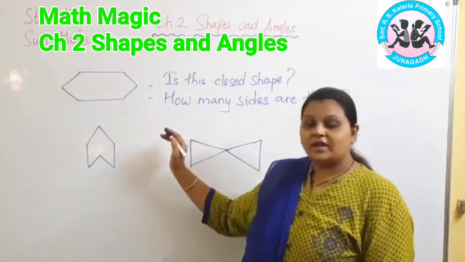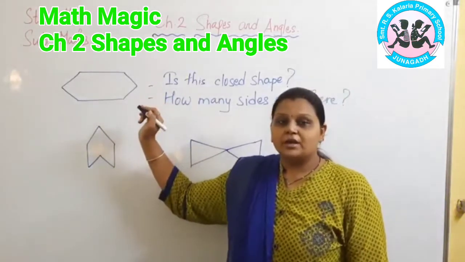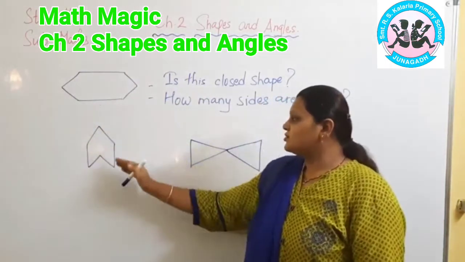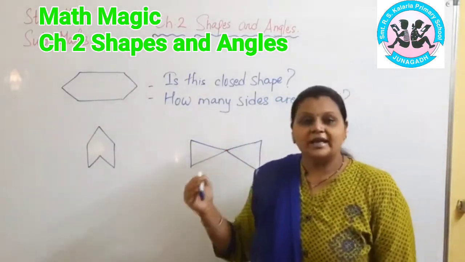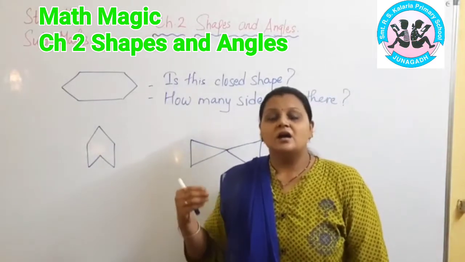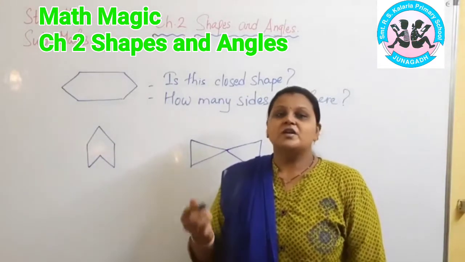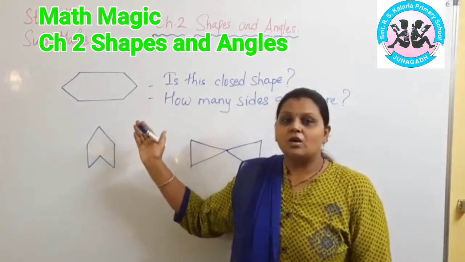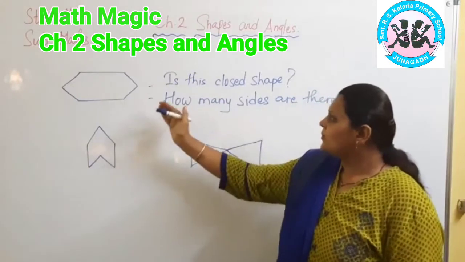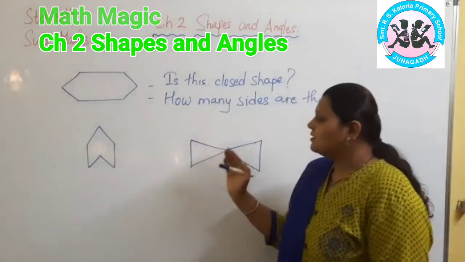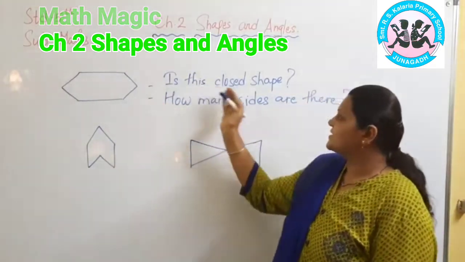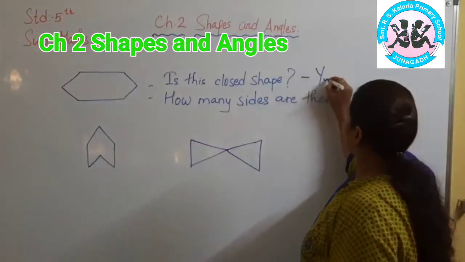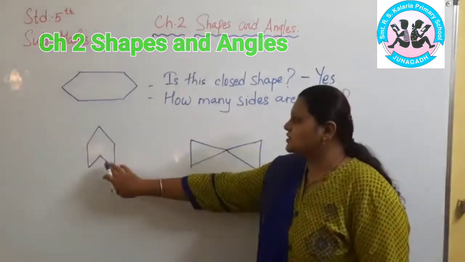Now can you tell me, is it closed or open? Yes, we can say all the sides of the given shapes are connected to each other. So it is a closed shape. If one of the sides of the shape is open, then it is called an open figure. So here, is this a closed shape? We can say yes, this is a closed shape. All the shapes are closed.